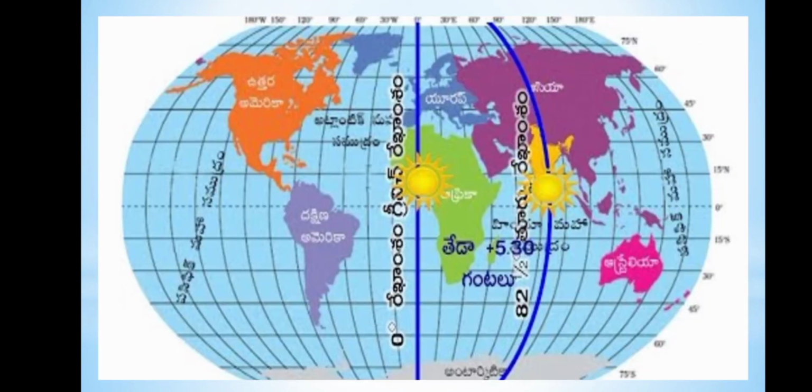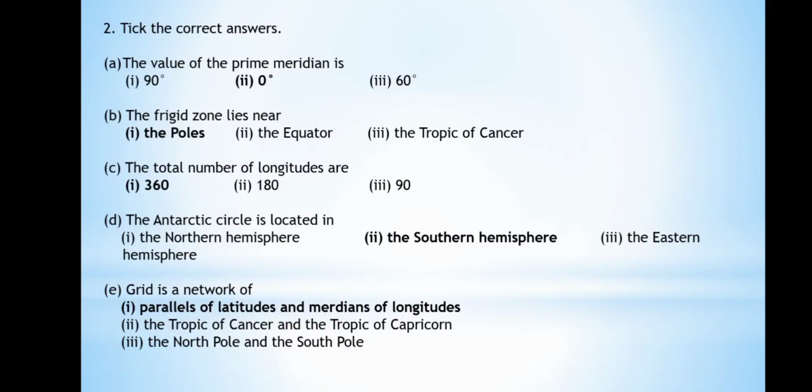Here you can see, in the center, this blue line is showing Greenwich Mean Time GMT, and from the mid part of India, this another blue line you can see, this is IST, Indian Standard Time. So GMT is situated on 0 degree and IST is situated on 82.5 degree east. Now let's go to question number 2.